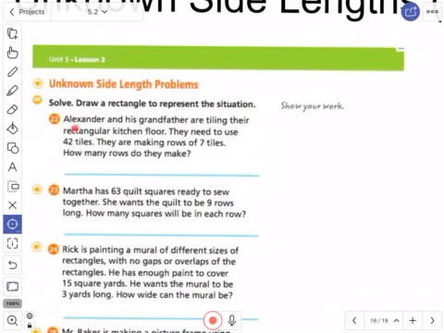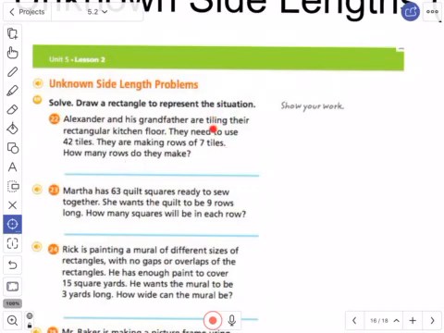So number 22. I'm going to read the black bolded directions first. Solve. Draw a rectangle to represent the situation. Alexander and his grandfather are tiling their rectangular kitchen floor. They need to use 42 tiles. They're making rows of 7 tiles. How many rows do they make?